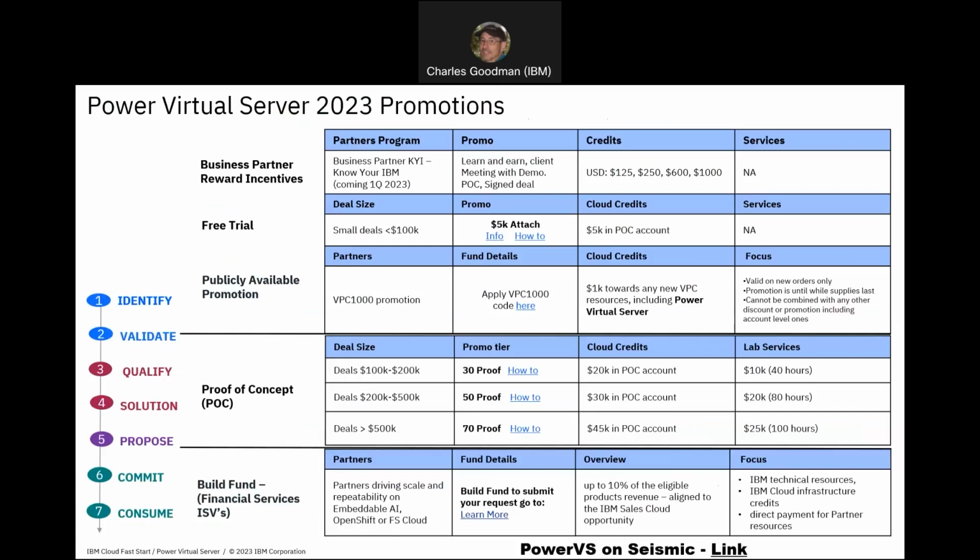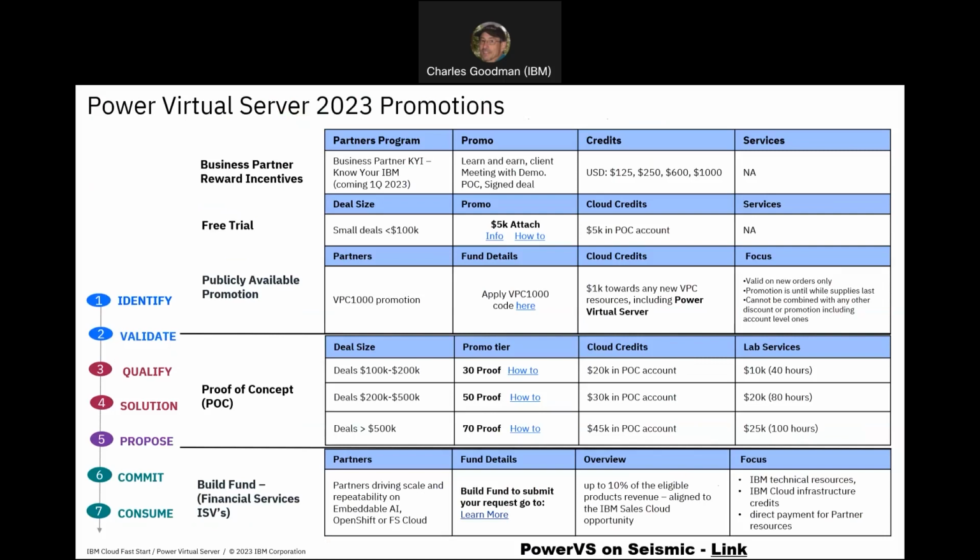And if you look across, you can see the 30 proof provides $20,000 in cloud credits, as well as $10,000, about 40 hours, in lab services funding. And so the lab services team would be delighted to come in and work with you and your customer to help show them Power Virtual Server and get a workload running in Power VS so that your customer can experience how it works. Also we've announced a 100 proof program, if you have even larger deals than this. We're very flexible on this and really want to partner with you to make sure your customer can see the power of Power Virtual Server.